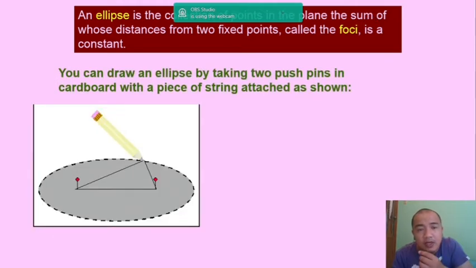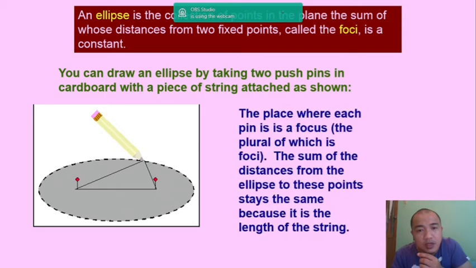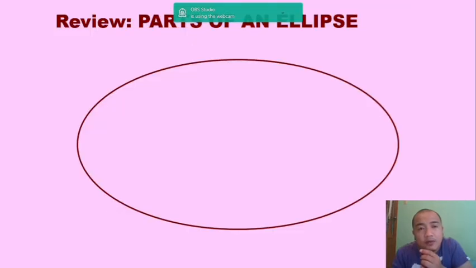So you can draw an ellipse by taking two push pins in cardboard with a piece of string attached as shown. The place where each pin is, is a focus, the plural of which is foci. The sum of the distances from the ellipse to these points stays the same because it is the length of the string. Constant. Okay, let us have a review on the parts of an ellipse.